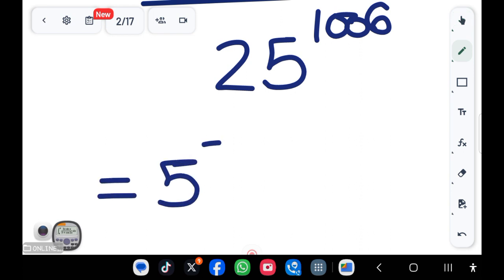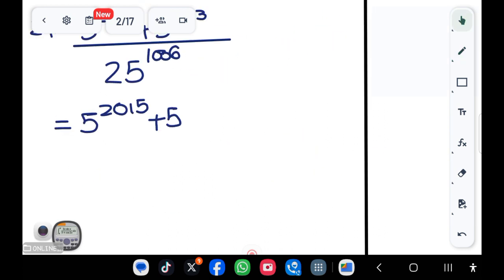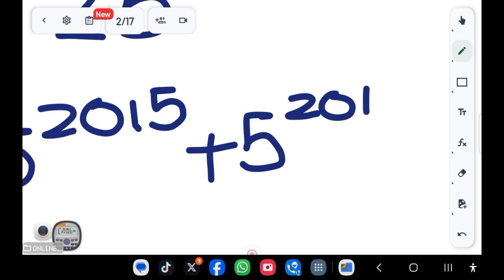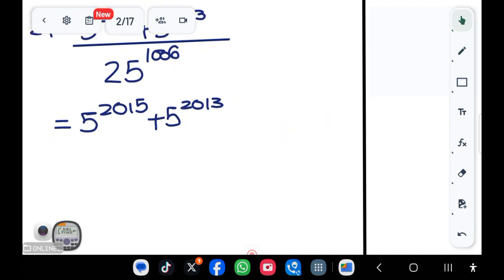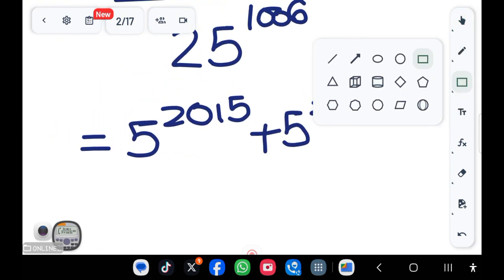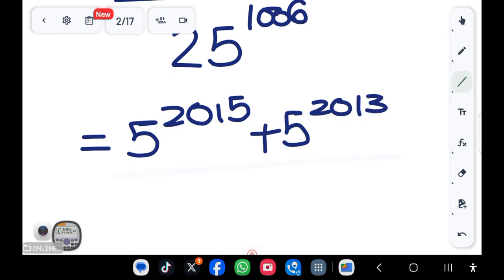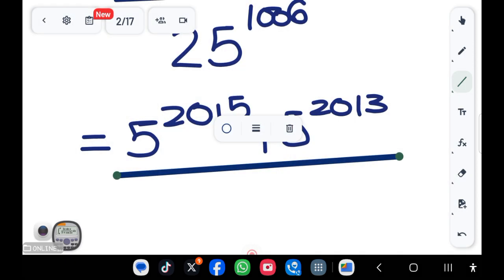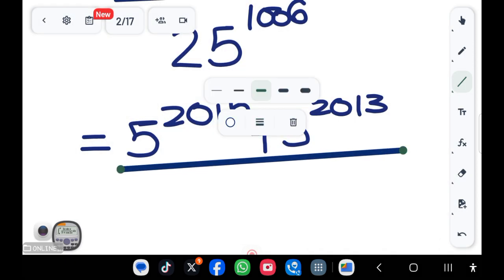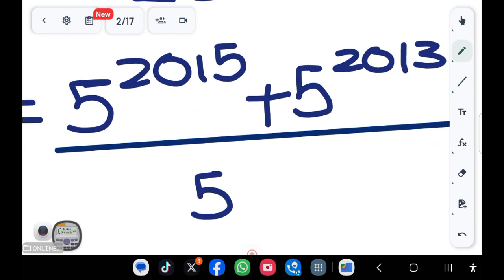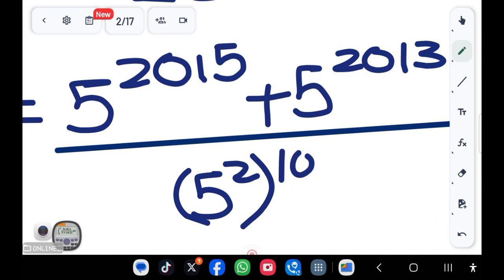So that is 5 to the power of 2015 plus 5 to the power of 2013. And that is all over, now we change that 25 to 5 squared. You can use a calculator to double check how that one works. So that is all over 5 squared all to the power of 1006.